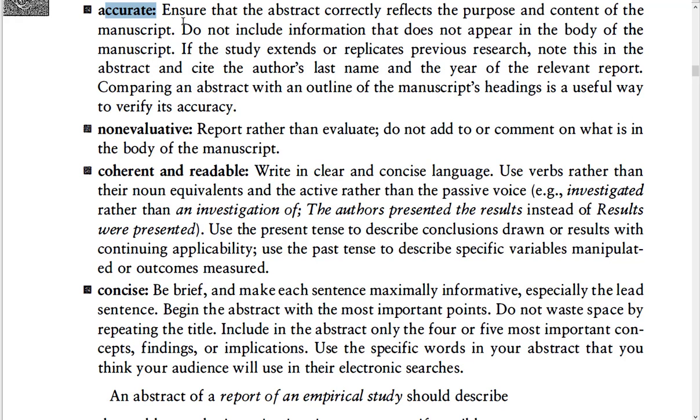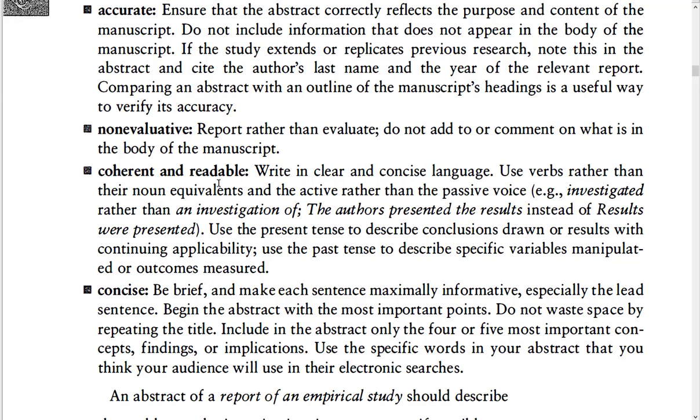As it says here, accurate, you ensure that the abstract correctly reflects the purpose and content of the manuscript. As such, you cannot write an abstract and have it accurate until your entire rest of your paper is written. Hence why the abstract is the absolute last thing you ever write. It is non-evaluative. As it says here, you report rather than evaluate. Do not add to or comment on what is in the body of the manuscript.